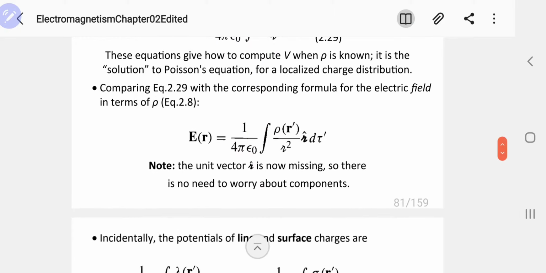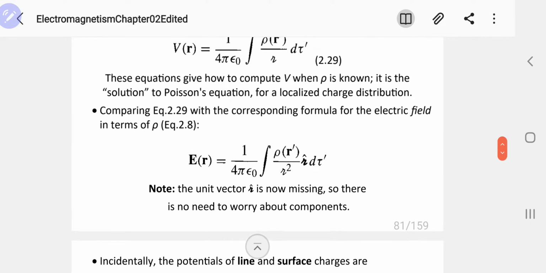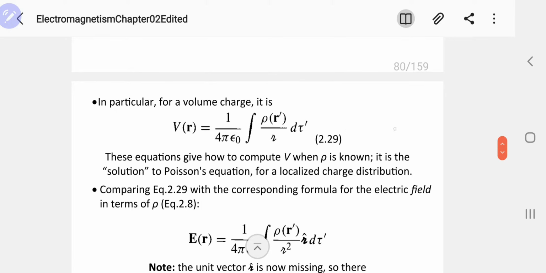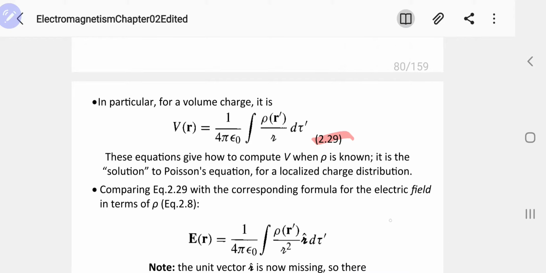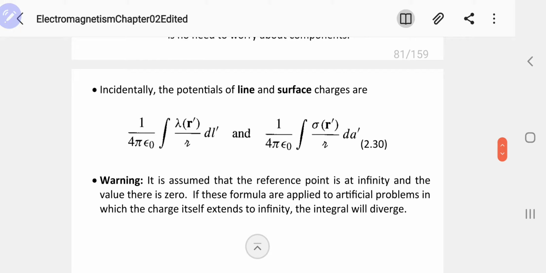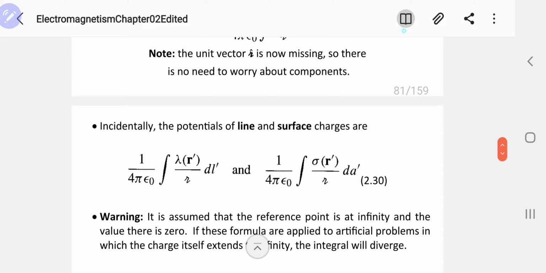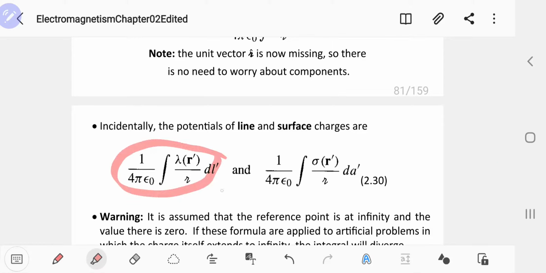By the way, this equation is for a volume distribution, but if you have a distribution of charges on a surface, or you are dealing with a line charge distribution, then the potential would be calculated by these two. You just change dq with lambda dl and then sigma dA.